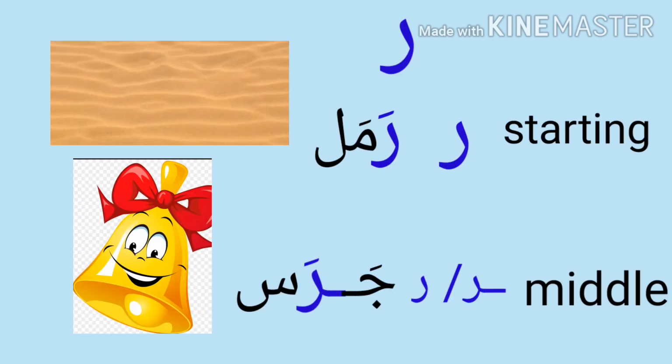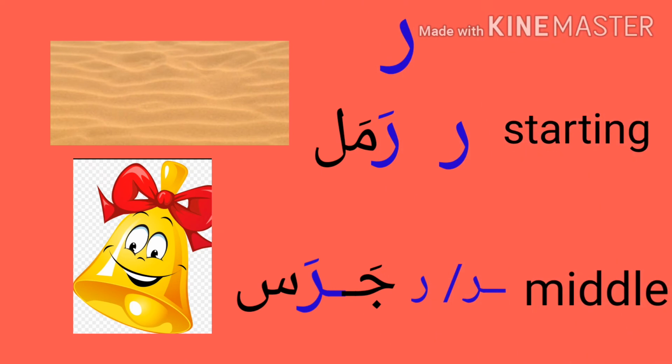In the case of the letter Ra, it also joins in two different ways. As you can see in the first example, Ramal, Ra joins as a starting or the initial letter. And in the second example, Jaras, Ra joins as a middle letter. But Ra also can join as an isolated ending letter.